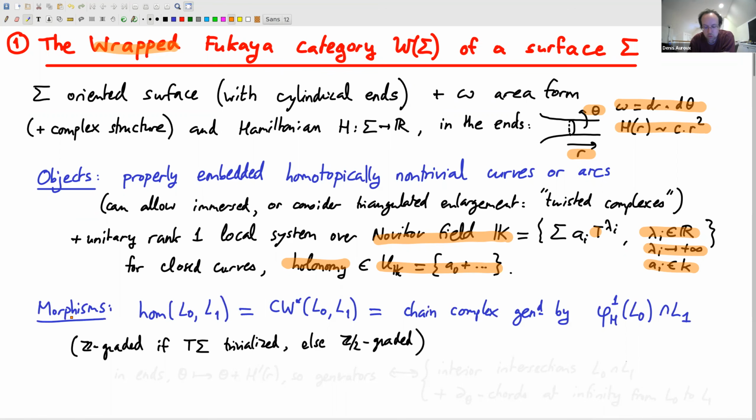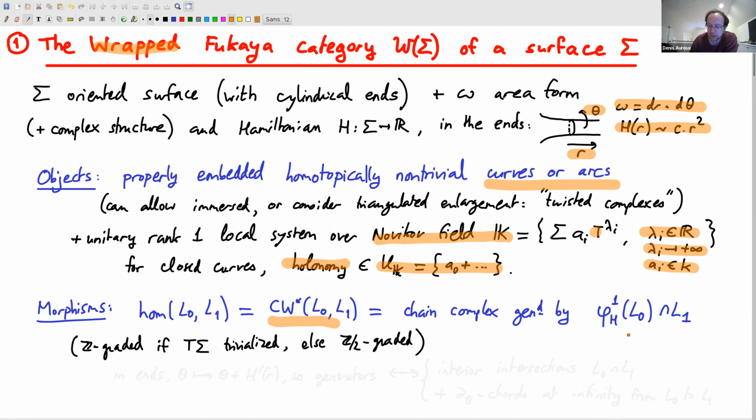So morphisms in a Fukaya category should be intersections of Lagrangians after we agree on some conventions about how they will intersect, specifically for non-compact Lagrangians, how they should intersect at infinity. So the so-called wrapped Floer complex of a pair of Lagrangians, Lagrangians is the technical term. If you really don't know any symplectic geometry, it's just curves or arcs here. Okay, there's no symplectic prerequisites in this talk.